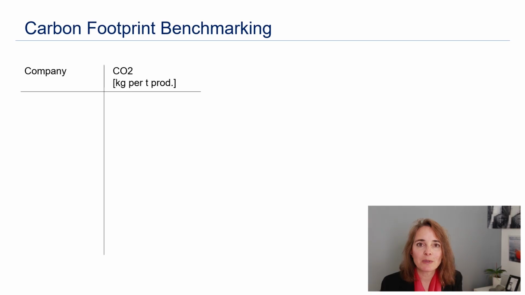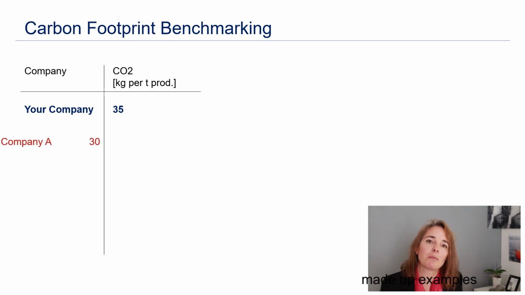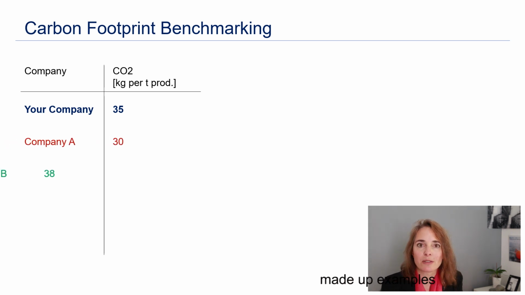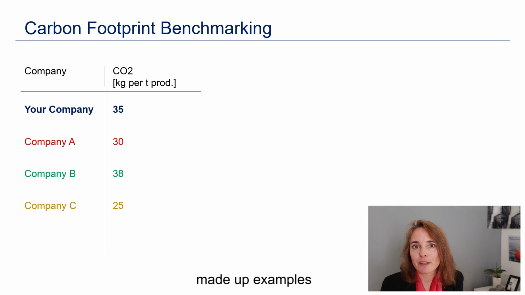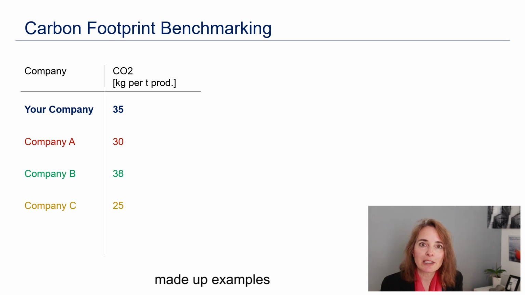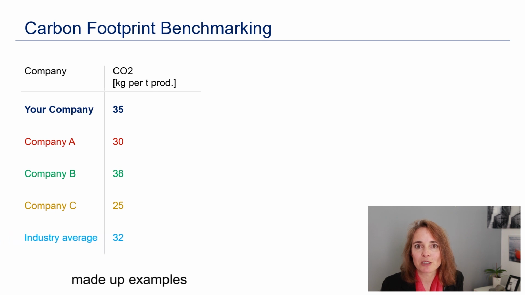And now let's assume you've got that data. Your company footprint lies at 35 kilograms per ton produced, whereas competitor A has 30 kilograms, competitor B has 38, and competitor C has 25 kilograms per ton produced. You might have even found the industry average, which is at 32 kilograms per ton produced. Then you can start to draft it.